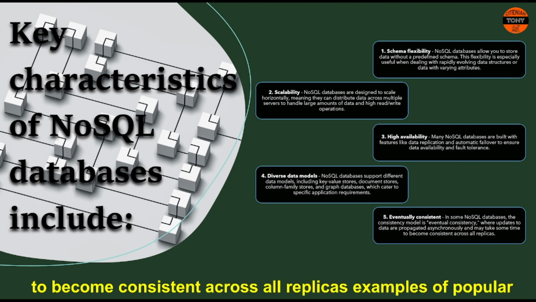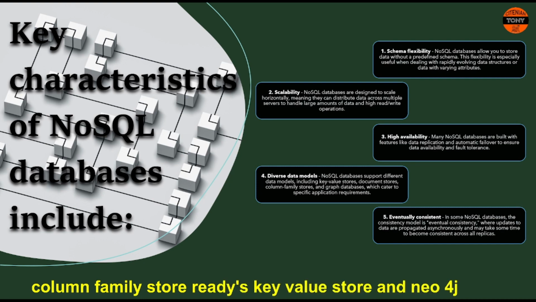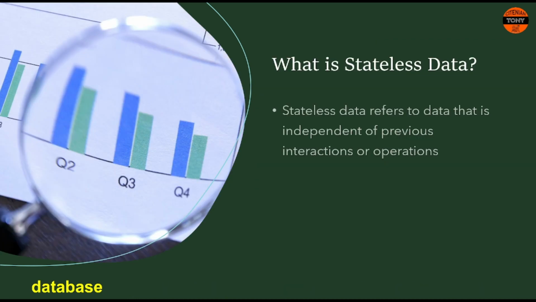Examples of popular NoSQL databases include MongoDB, Document Store; Cassandra, Column Family Store; Redis, Key-Value Store; and Neo4j, Graph Database.